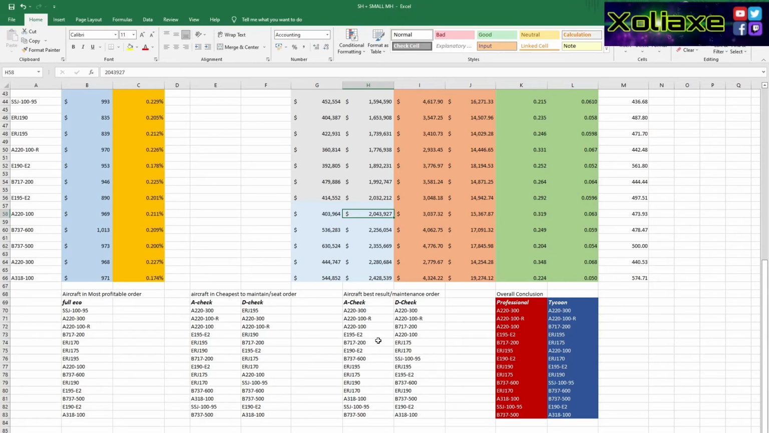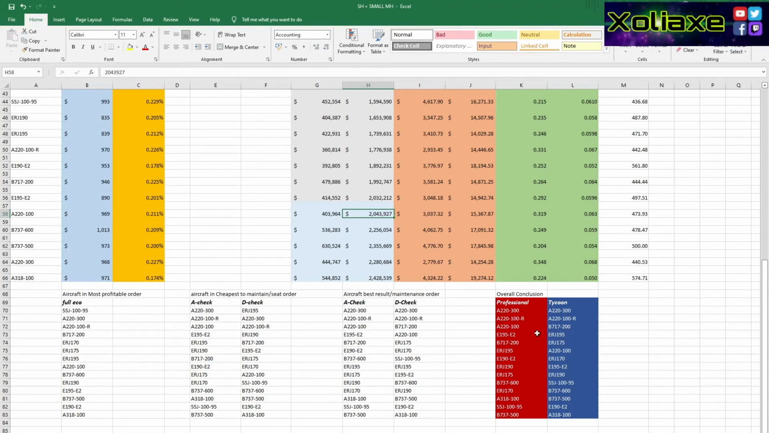For HX then, the new E2 variants of the ERJs are better off. The 717-200 is up there as well as the 737-600. The A318 and the 737-500 pretty much come out bottom of most of these, so again, I'd avoid them. D-check wise, again, the A220s come out on top. The 717 is up there as well. But then this is where the older ERJs come back up with the D-checks. Generally speaking, A-check wise, you are better off using newer aircraft, and D-check wise, you're better off using the older aircraft normally, which is where the difference between professional and tycoon comes in.